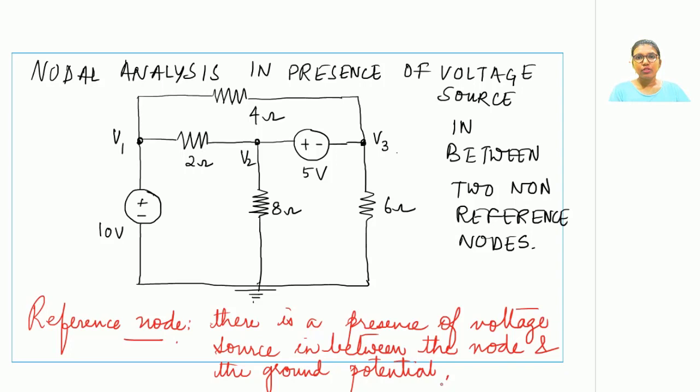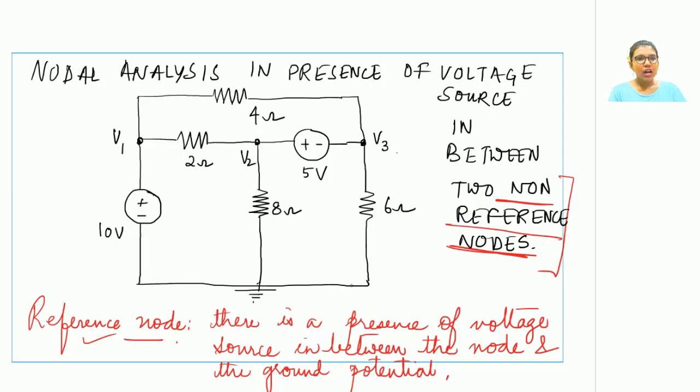In this video lecture, we shall be discussing nodal analysis in the presence of voltage sources that are placed in between two non-reference nodes. I'm repeating it again, two non-reference nodes. Now one is already familiar with the term reference node. So what do we mean by the term non-reference node? Any node which is not a reference node is called a non-reference node.